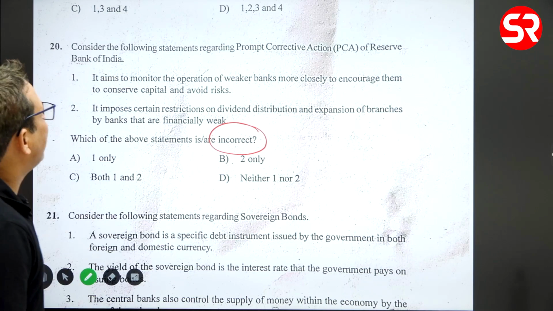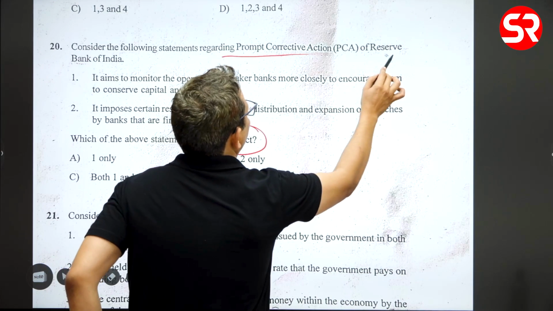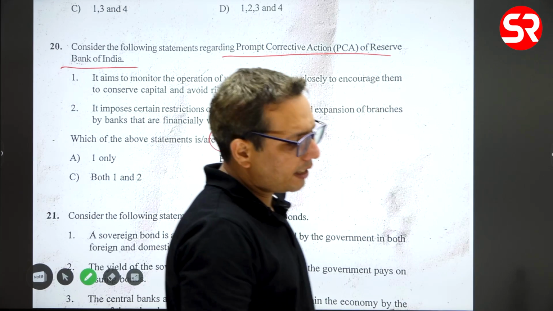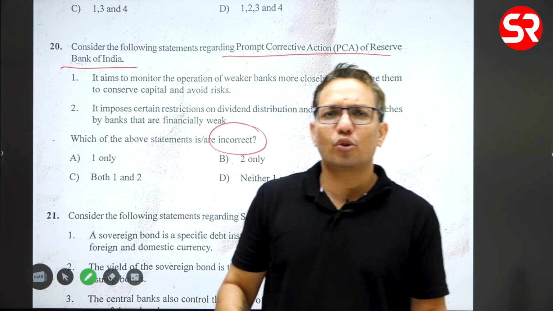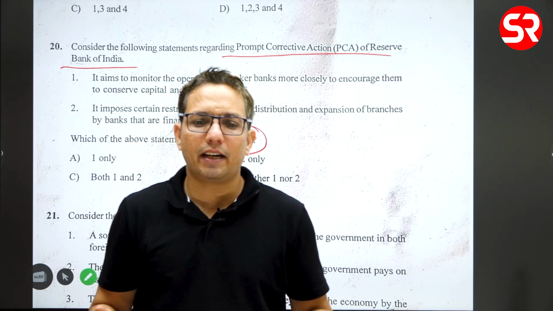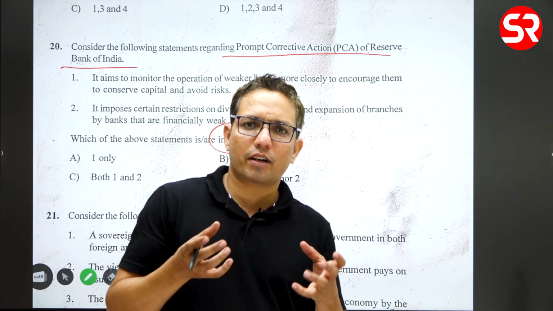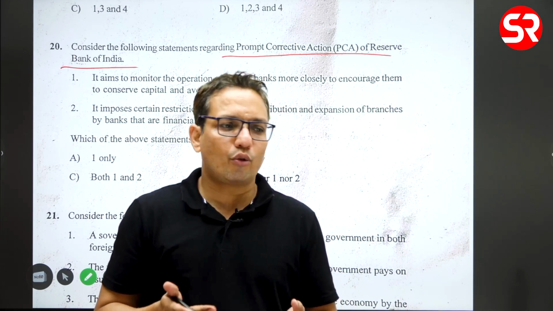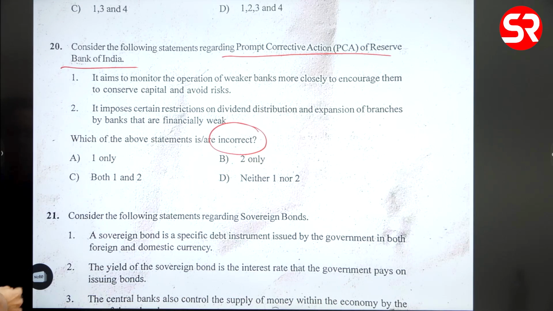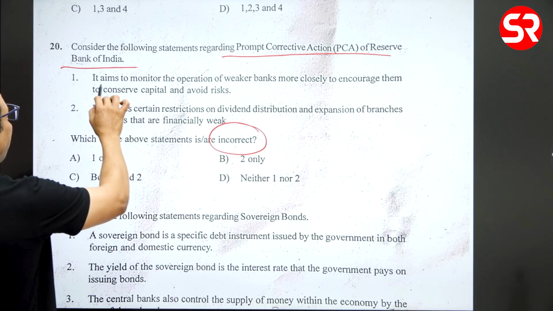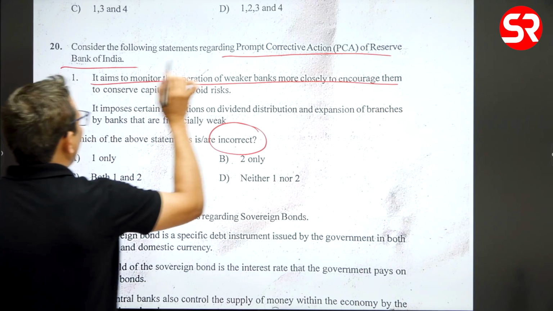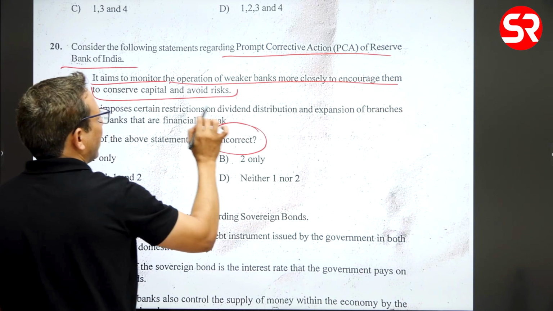Which of the following statements regarding prompt corrective action of RBI is incorrect? All right, look, PCA was not in recent news. PCA was in the news till 2018-2019, when the banks were in trouble, when the NPAs were high. But anyway, it has become a popular concept in the banking chapter. So we need to know what is prompt corrective action. All right. So let's see. It aims to monitor the operation of weaker banks more closely to encourage them to conserve capital and avoid risk.